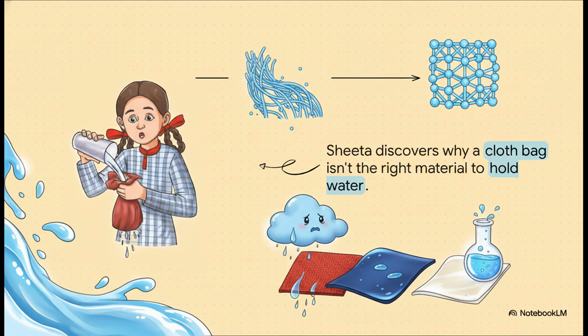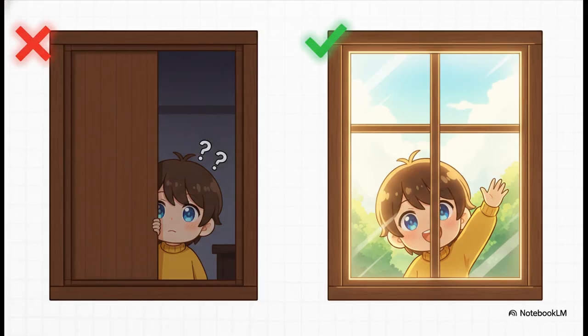Yeah, you probably guessed it. The answer is pretty obvious, isn't it? Cloth isn't waterproof. The properties of that material are completely wrong for the job. You need a material that can actually hold liquid without it leaking all over the place. And that brings us to the most important point of all. We choose a material specifically because its properties are a perfect match for the purpose of the object we want to make. You wouldn't make a hammer out of rubber or a window out of solid wood, right? The properties dictate the function. It's as simple as that.